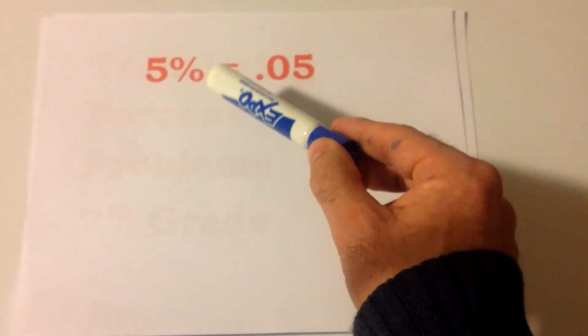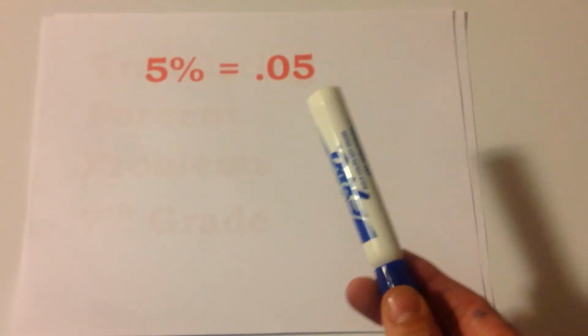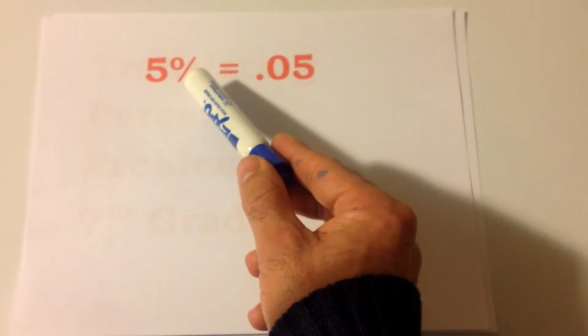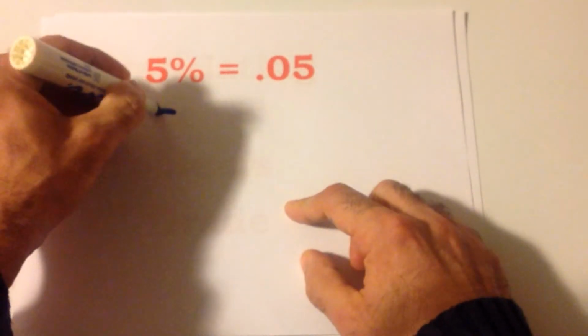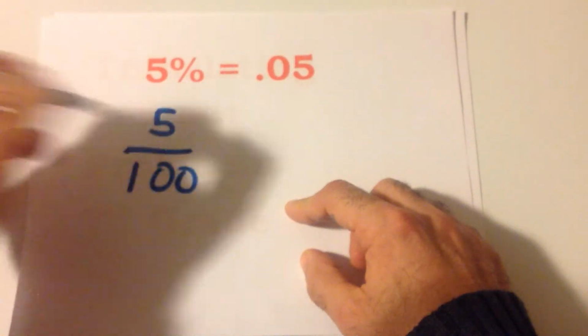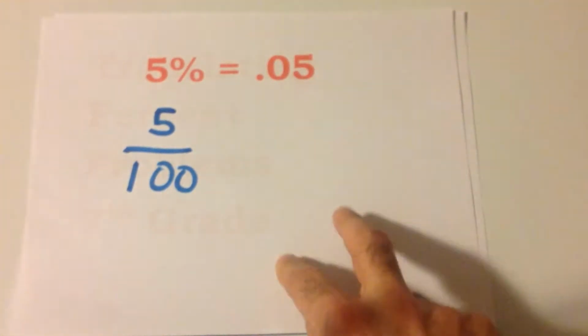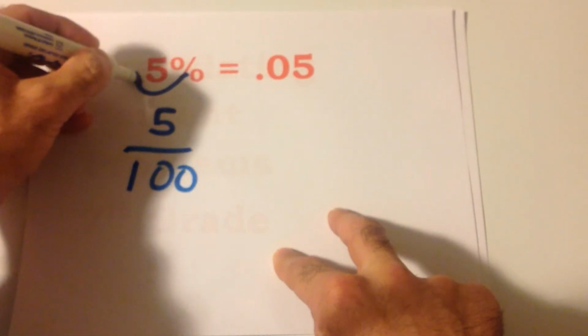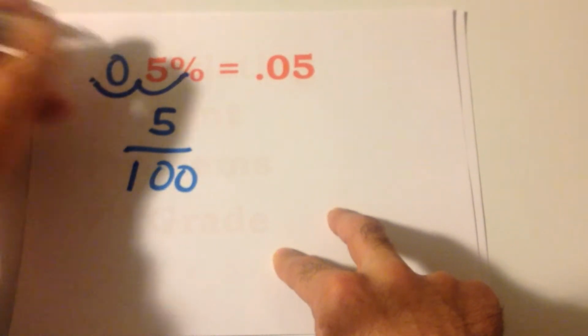If it's 5 over 100, we know it's in the 100th place, so it's 0.05. Or we can just move the percent sign twice, 1, 2, and we get 0.05. So again, remember, 5% is 5 over 100, and 5 over 100 is 0.05.